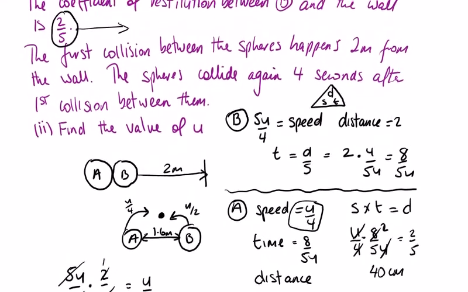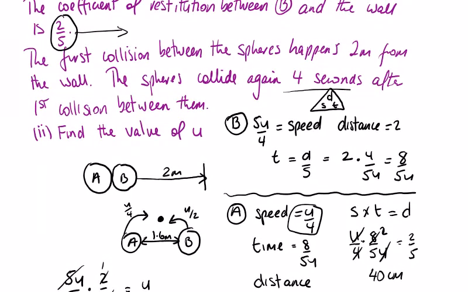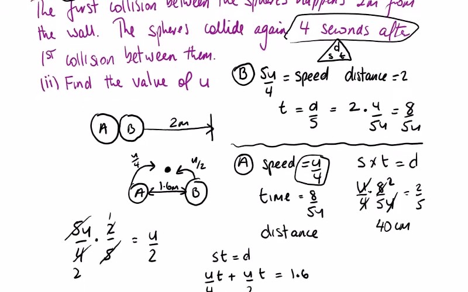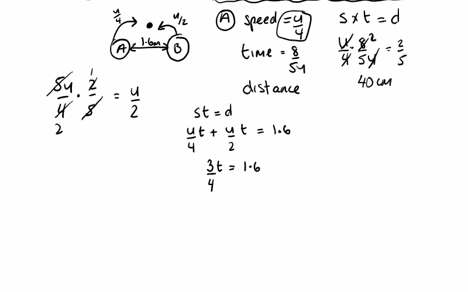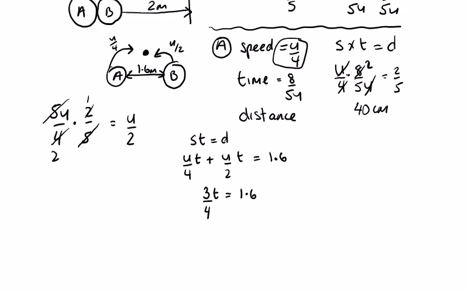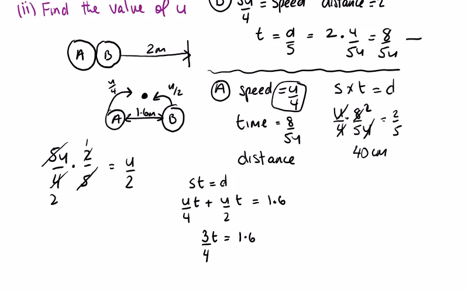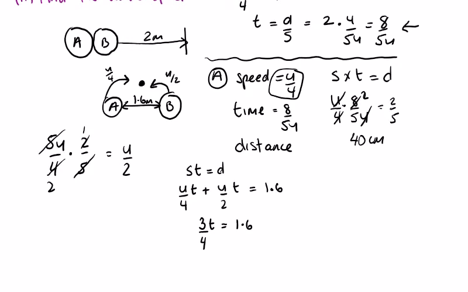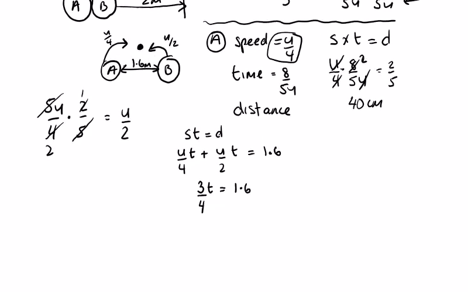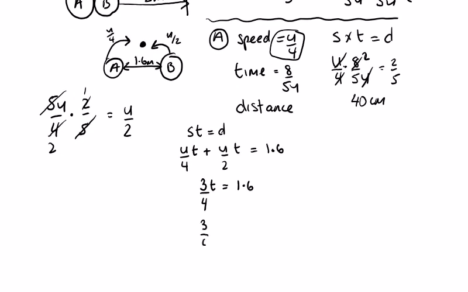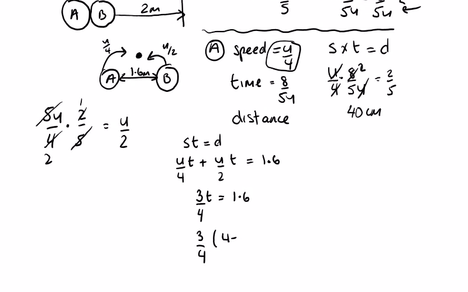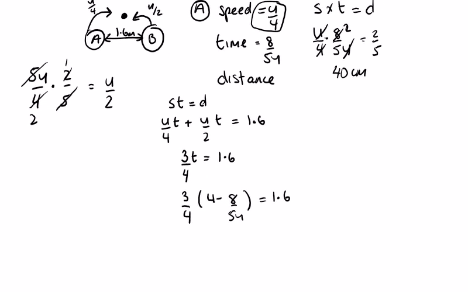And they have given us more information for time. They collide again 4 seconds after the first collision. And B has taken up some of that 4 seconds, this much of it. So the time left is 4 minus this guy here, 8 over 5u. So 3 over 4 times 4 minus 8 over 5u is equal to 1.6. So this should simplify down to give me u.